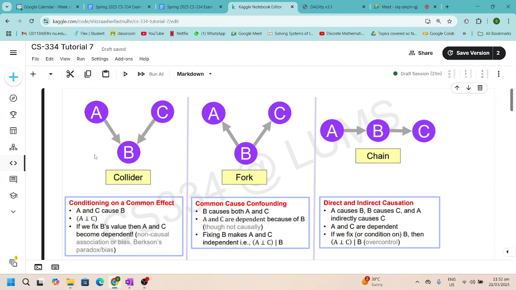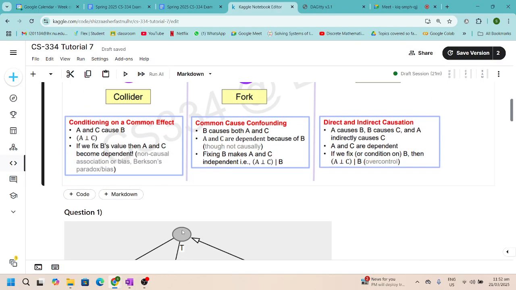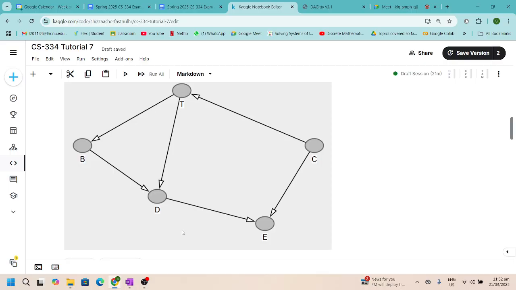I'm not going to go into the depth of the Berkson's paradox right now, but you're welcome to consult me on it later, since I'm not sure if we've covered this in class or not. Is there anything else? All right, on that note, let's move on to our first question.